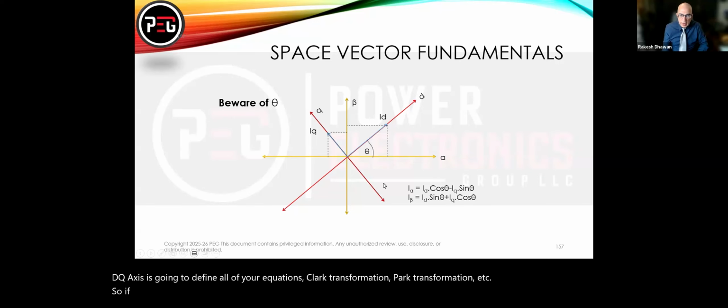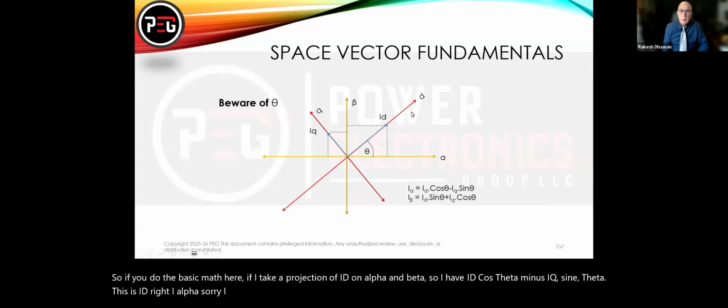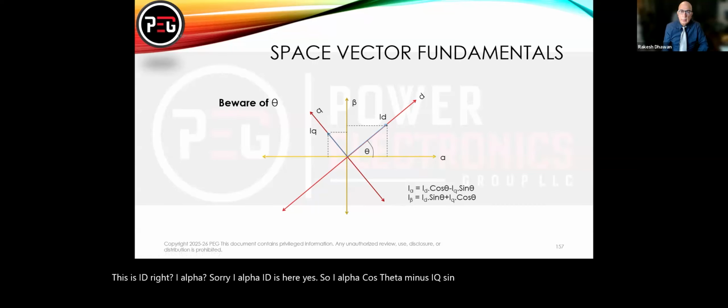So if you do the basic math here, if I take a projection of ID on alpha and beta, I have ID cos theta minus IQ sine theta. This is ID, right? I alpha. Sorry, I alpha, ID is here. Yes, so I alpha is ID cos theta minus IQ sine theta. Is that correct?